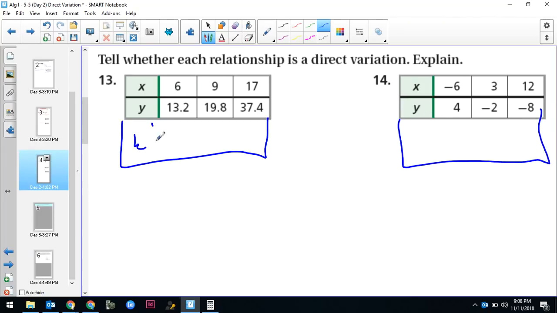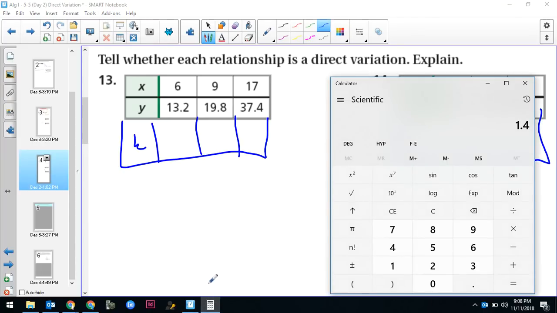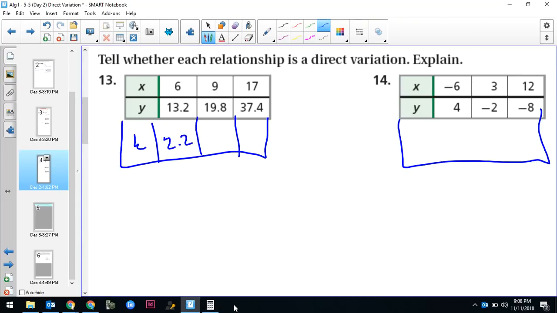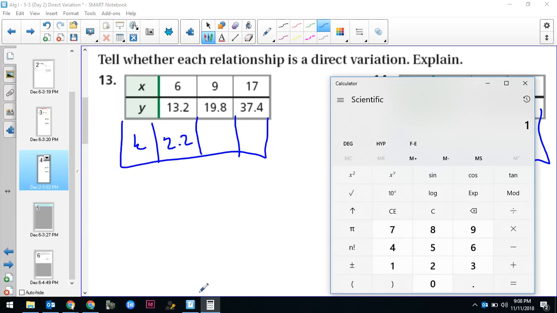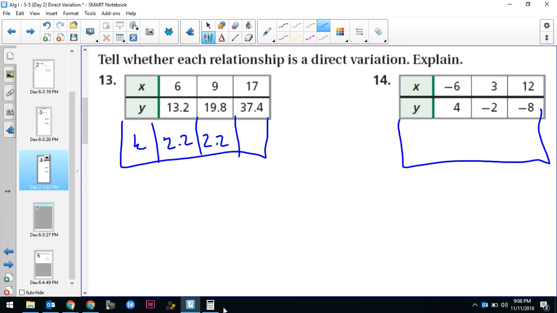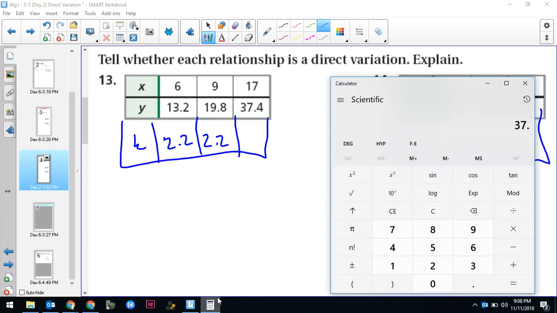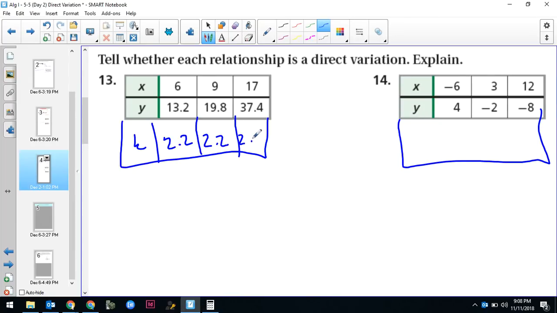Okay, so my k value goes right here. So let's check. I've got 13.2 divided by 6, y divided by x, is 2.2. I've got 19.8 divided by 9. Hey, look at that, I got 2.2. Let's hope that 37.4 divided by 17 is 2.2. Is this a direct variation? Yes, I do have a constant.